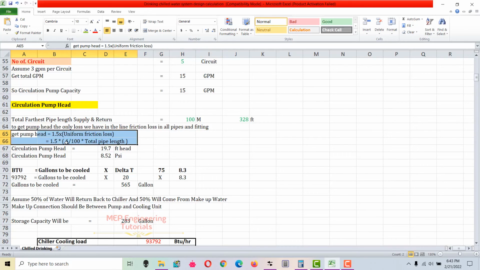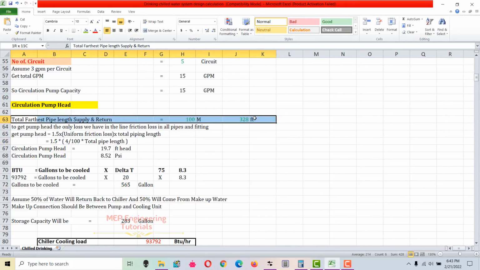As I told you in the previous videos as well, the uniform friction loss we normally use is 4 to 6 foot per 100 foot of the pipe. So here I am going to use 4 foot per 100 foot of the pipe as the uniform friction loss. So 1.5 into, you need to multiply this with the total piping length. So we have uniform friction head loss. As I told you, I have used 4 foot per 100 foot, so 4 divided by 100 into total piping length. So again you have to go to the drawing and you have to check the furthest piping length.